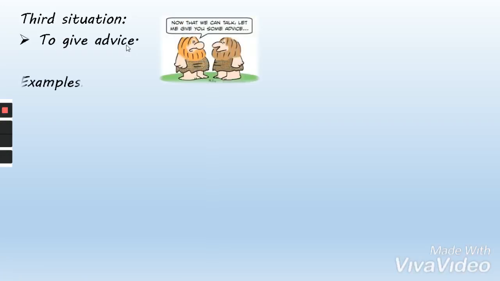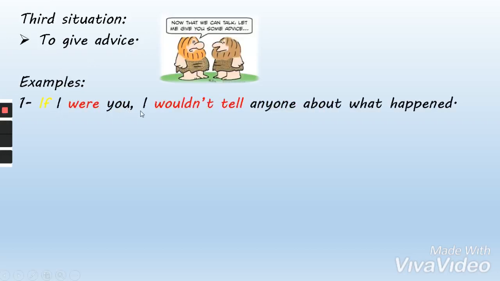Then let's move to the last usage of the second conditional, the third situation, which is giving advice. Let's have some examples. If I were you, I wouldn't tell anyone about what happened. So what do we have here? We have if followed by subject, then were. Okay, so this is the way we give advice using the second conditional.